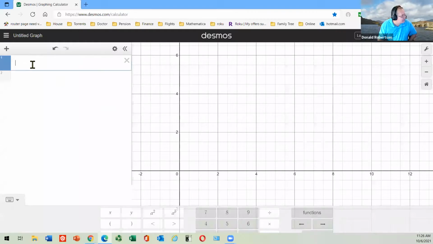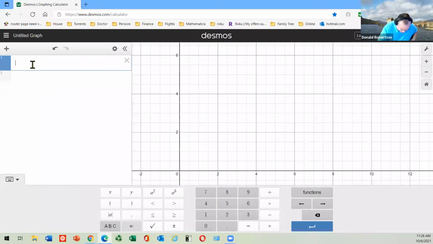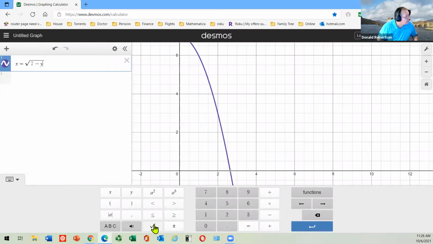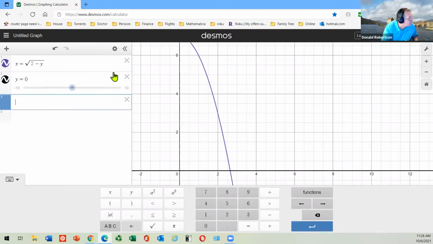So up here, x equals the square root of 7 take away y. Okay. And then I just have a y equals 0, which I already know is the x-axis, and x equals 0 is the y-axis. X equals 0 is the y-axis. Okay.